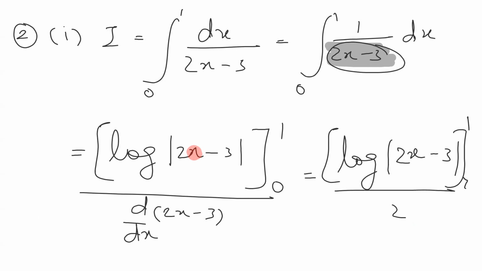Perfect. Now you can write box minus box. In the first box, in place of x, what are you going to substitute? 1. Correct. And in the second box, in place of x, you will be substituting 0. Perfect. Good. Okay, so if you have copied this, I'll go to the next slide.